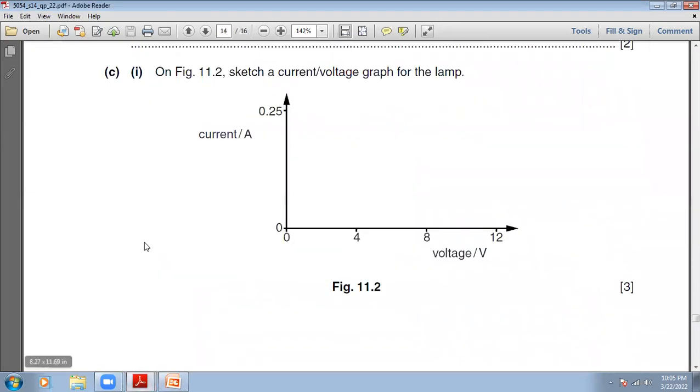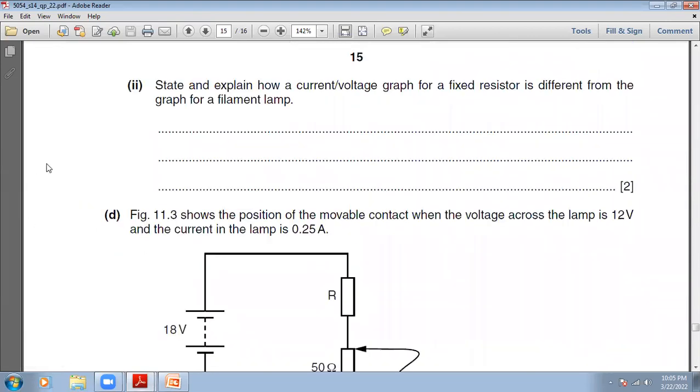Okay, so we are moving to the next part. He says, state and explain how a current-voltage graph for a fixed resistor is different from the graph for a filament lamp. For the fixed resistor, the resistance does not change. So its I-V graph is always a straight line which has a positive slope, and it passes through the origin.